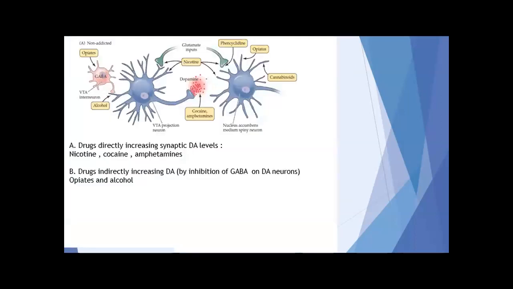Now, in the given diagram, we can see some drugs like nicotine, cocaine, and amphetamine directly increase the dopamine levels in the synaptic cleft, whereas there are drugs which indirectly increase the dopamine levels.